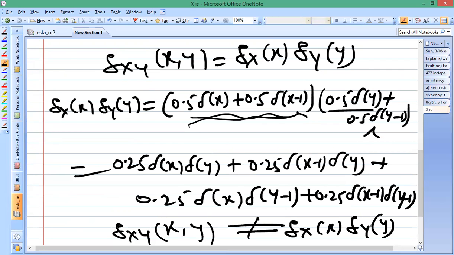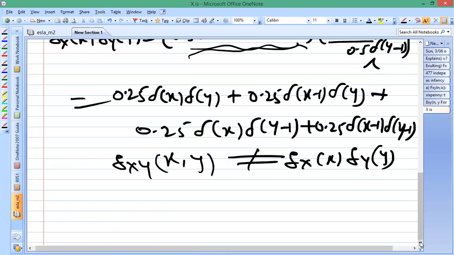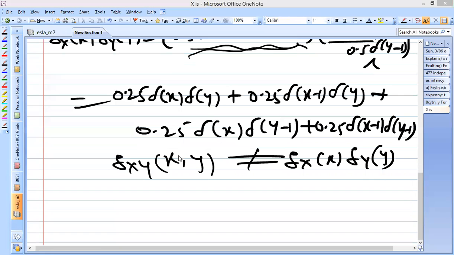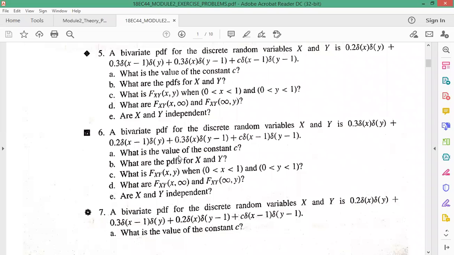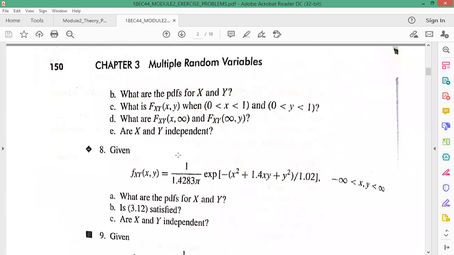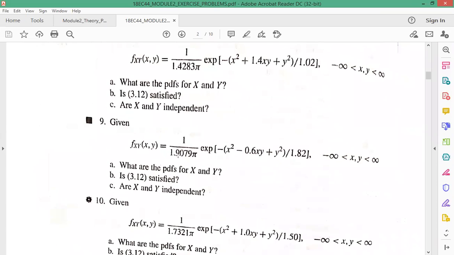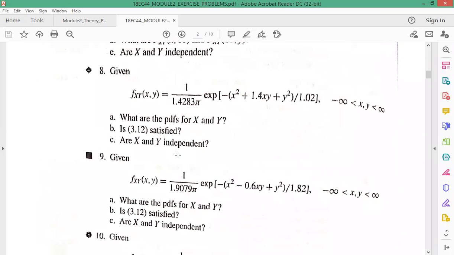So what statement can you make? X and Y are not independent. Like this you need to verify, and similarly you can solve similar problems on the discrete case. Here we have solved the fifth one. The sixth and seventh problems are the same. The eighth problem we will continue in the next class.